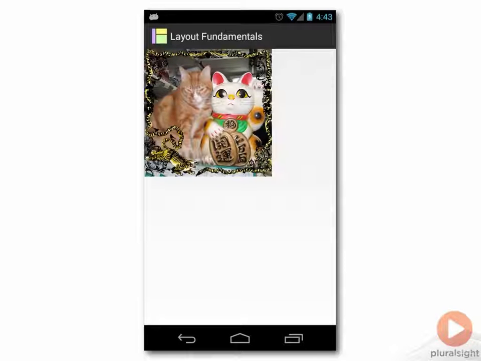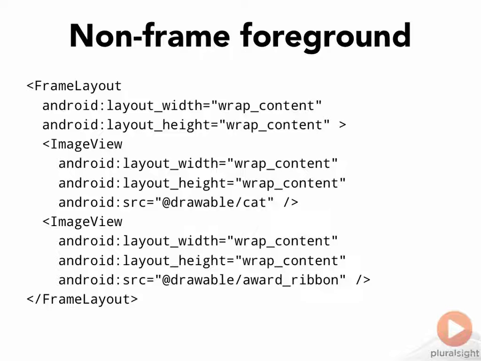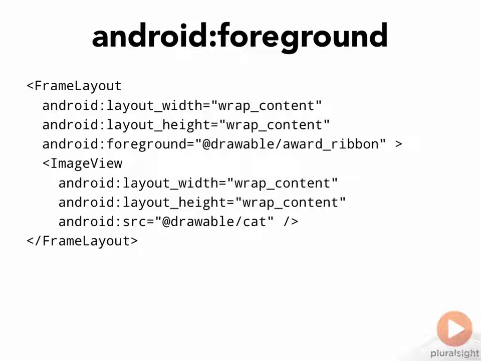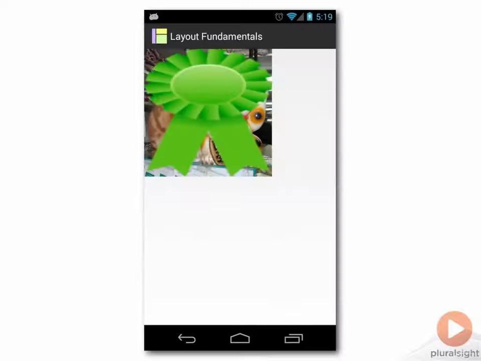Besides using this for frames, you can also use the foreground parameter for non-frame pictures. So let's say initially we have a layout like this. Just like the tiger frame, we have a frame layout with two children, both of which are image views. The second image view is an award ribbon. This is how it looks. So let's try the same trick. Remove the second image view and specify the award ribbon as the foreground parameter of the frame layout. Let's see how it looks.